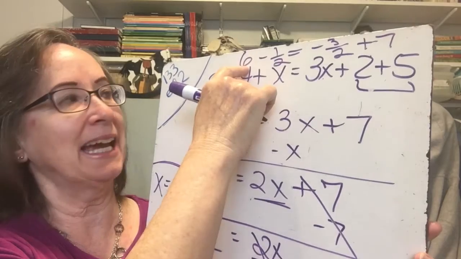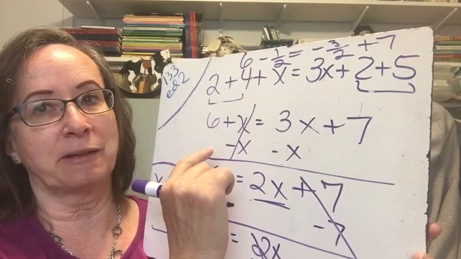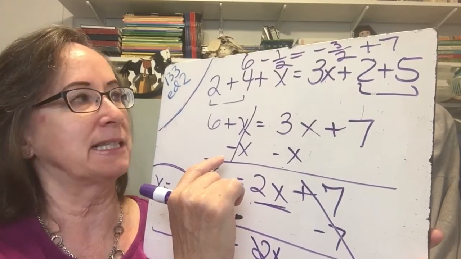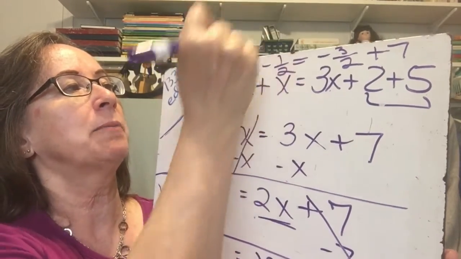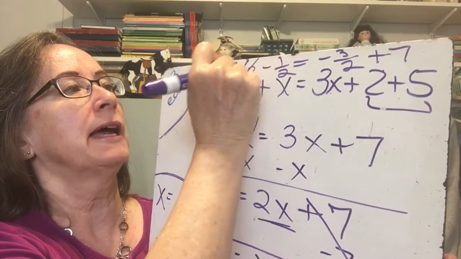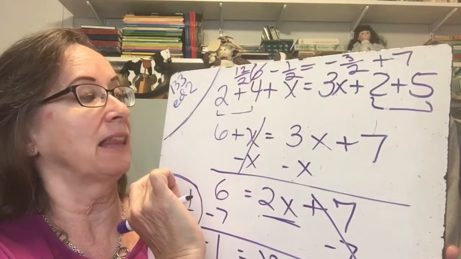I can turn my 6 into 12 halves. Isn't 12 halves equal to 6? I'm getting a common denominator, right? So I'm going to take away my 6 and make it 12 halves. So 12 halves minus 1 half is 11 halves.